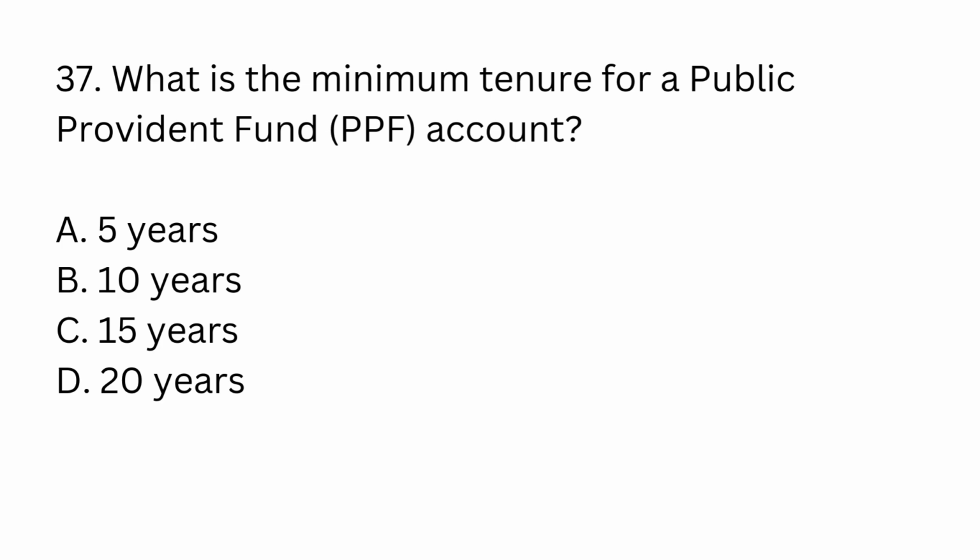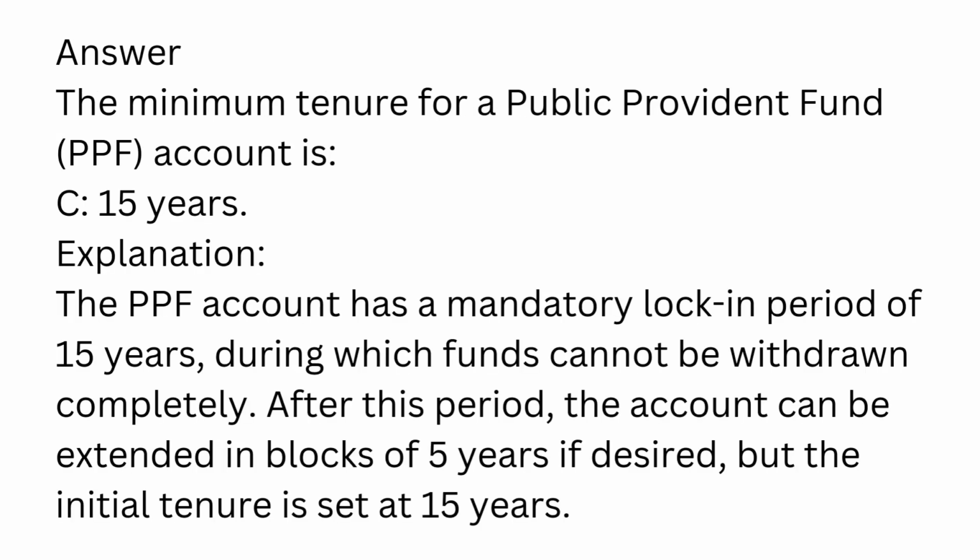A. 5 years. B. 10 years. C. 15 years. D. 20 years. Answer: the minimum tenure for a public provident fund (PPF) account is C. 15 years. Explanation. The PPF account has a mandatory lock-in period of 15 years, during which funds cannot be withdrawn completely. After this period, the account can be extended in blocks of 5 years if desired, but the initial tenure is set at 15 years.